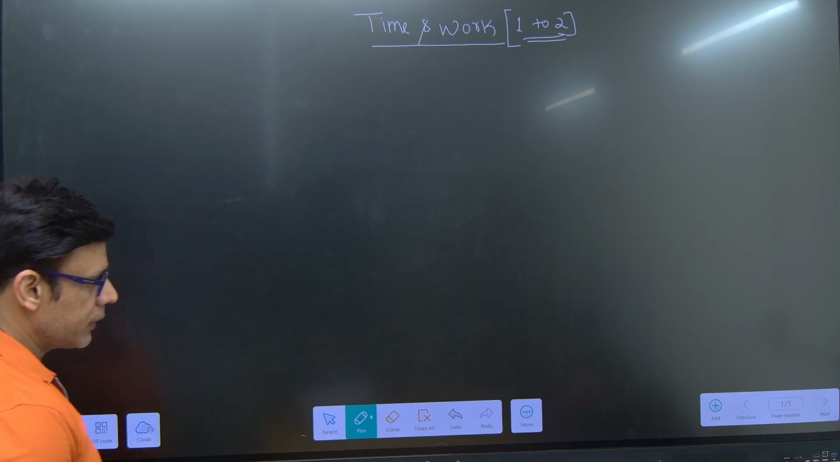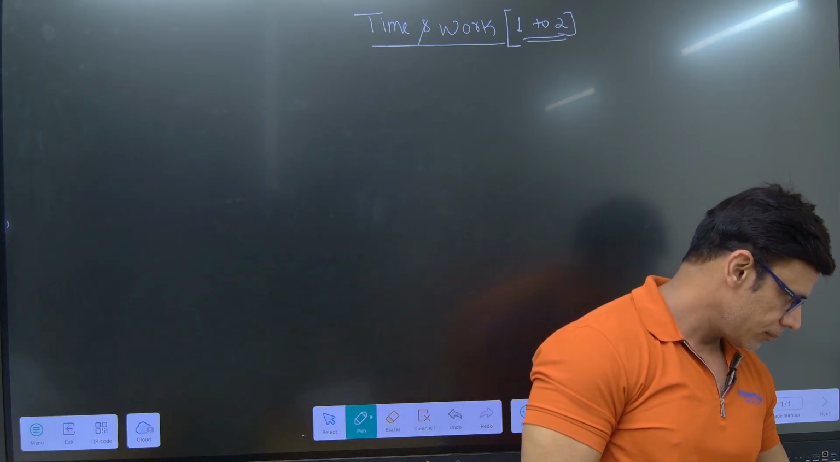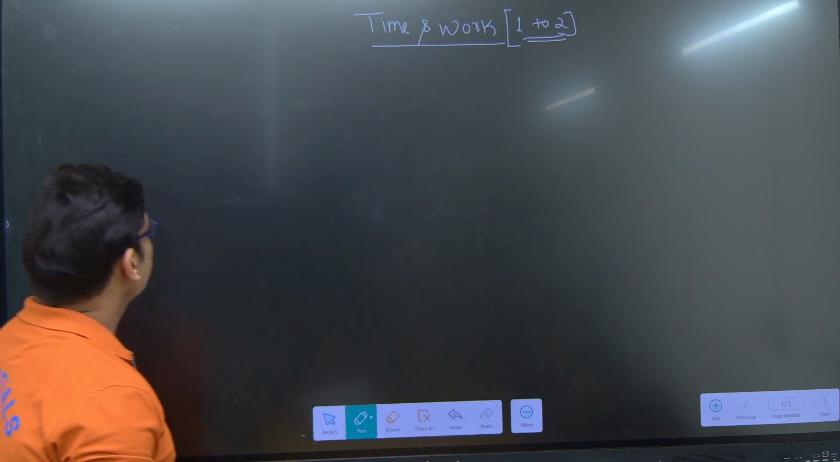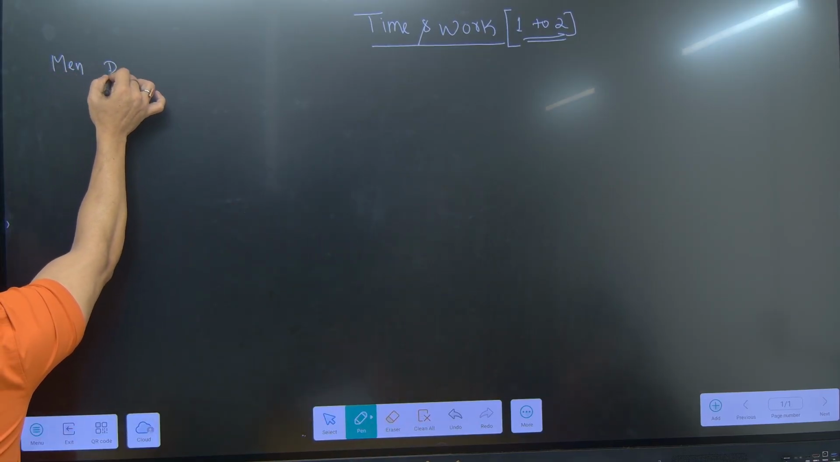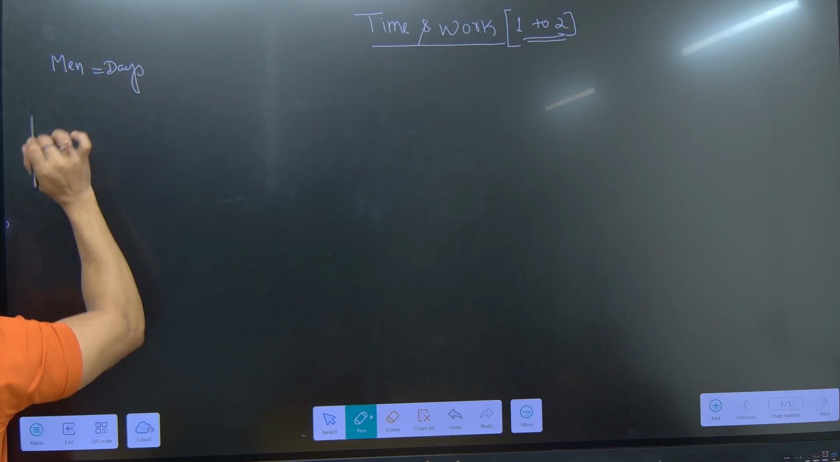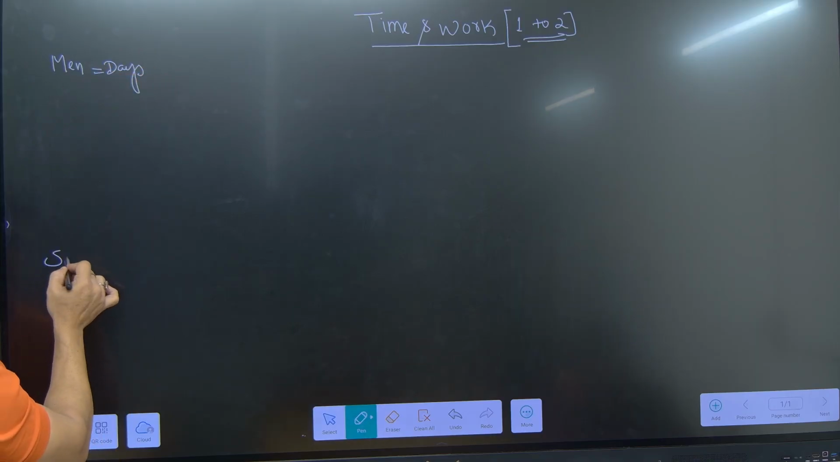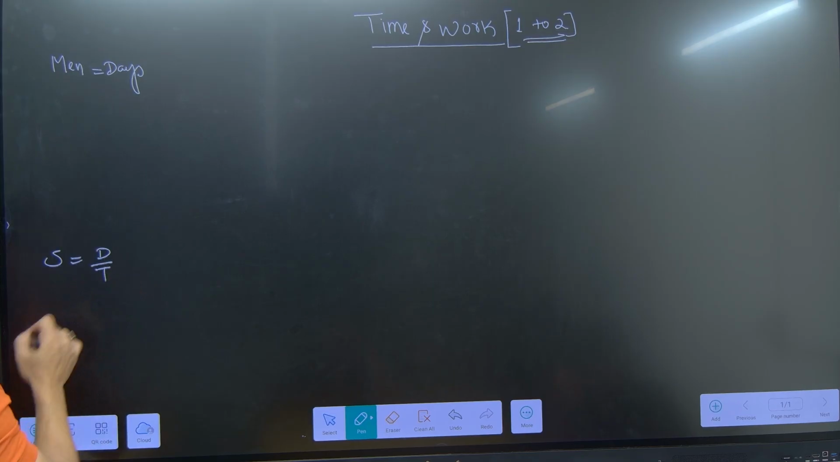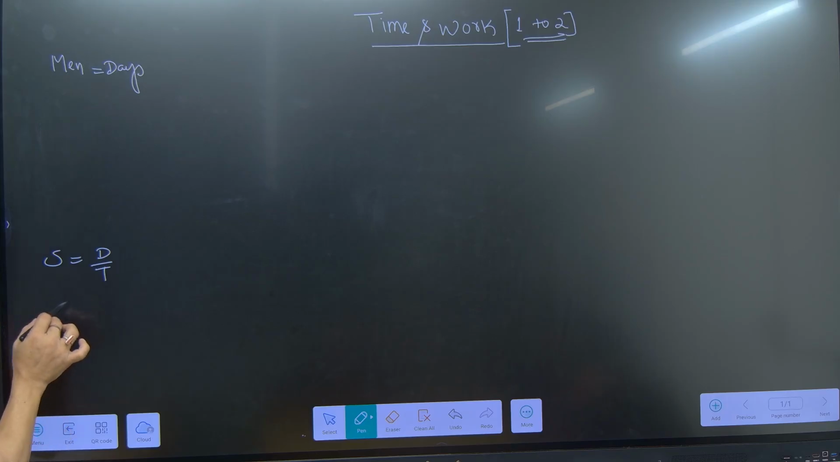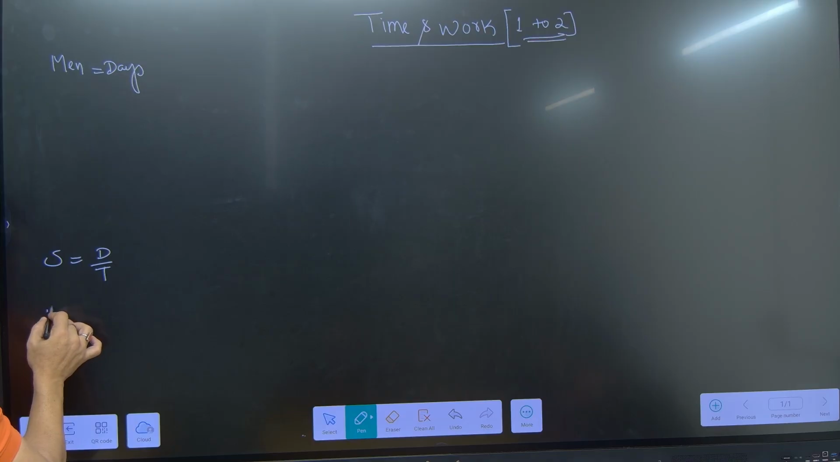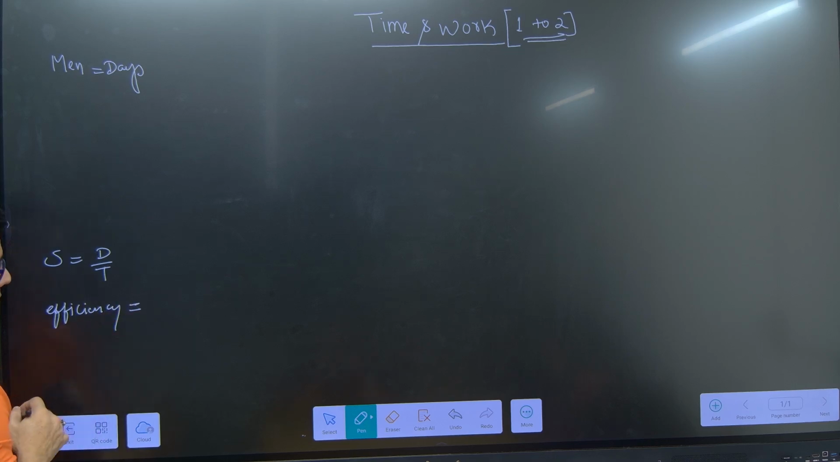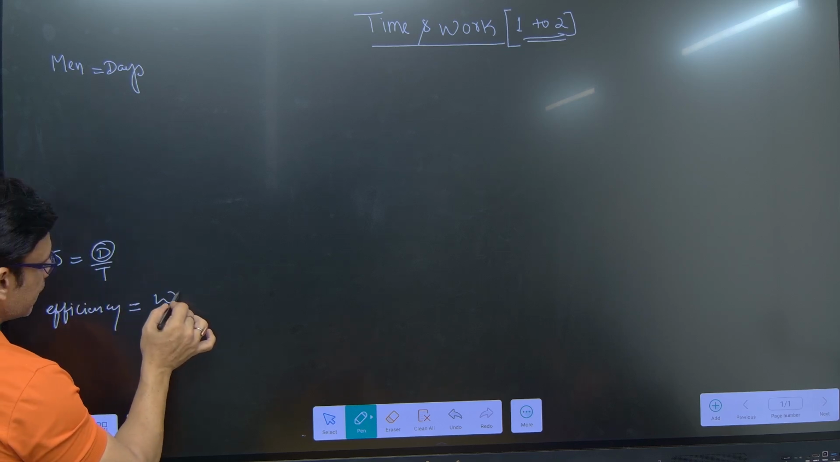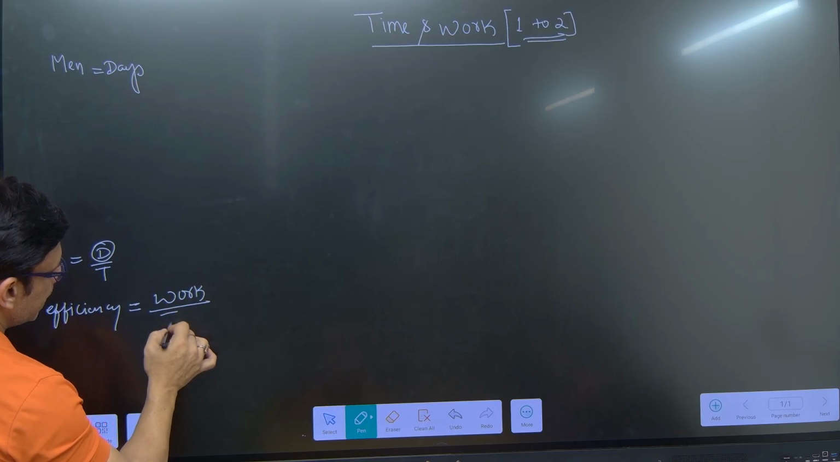So first is the concept of men days. If you look at speed, speed is equal to what? Distance upon time. The same thing in this chapter: speed is equal to distance upon time. The speed becomes efficiency. Same chapter, your distance becomes work, and time remains time.